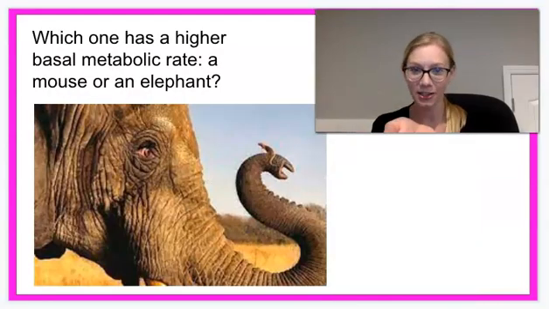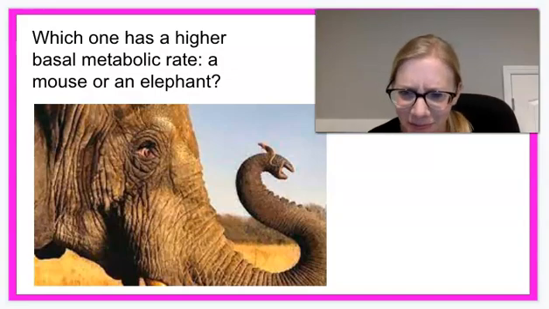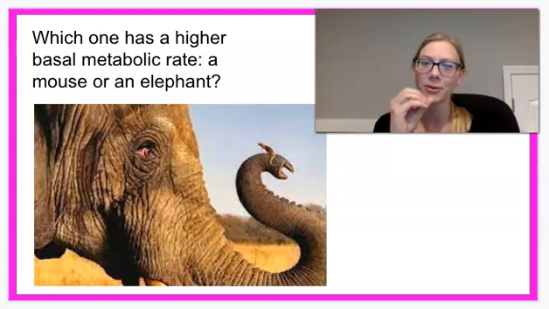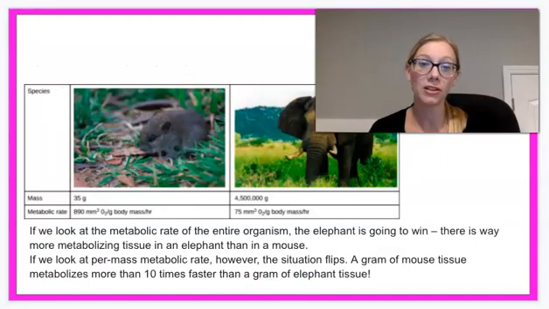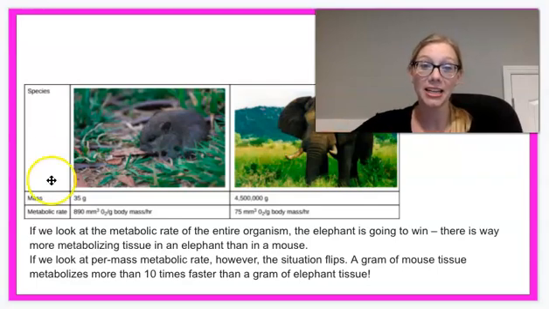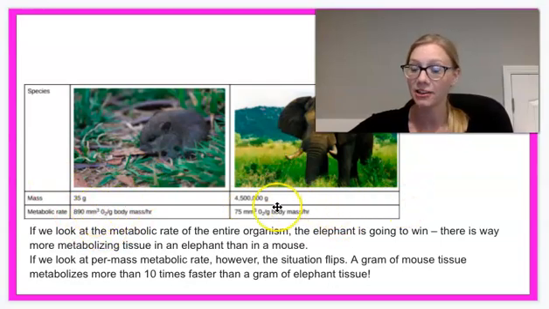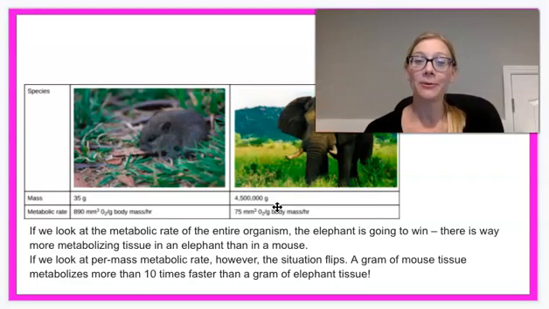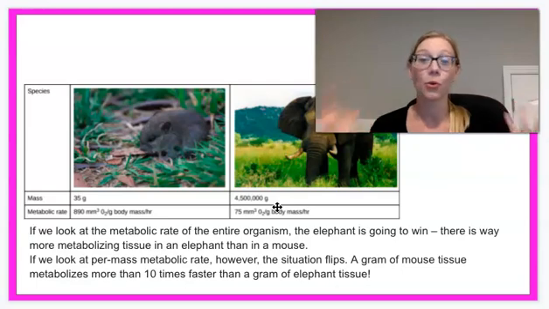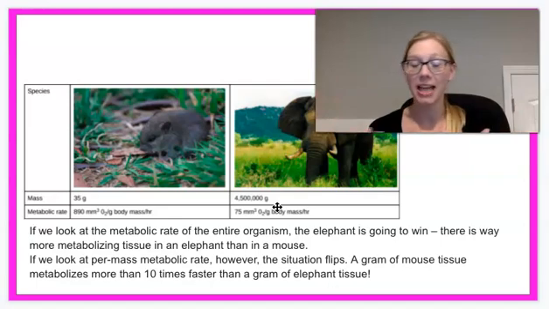So if we look at here's our elephant, and it looks like some small organism on it, a mouse. Which one has the higher basal metabolic rate? Well, mouse or an elephant? When we look at the metabolic rate per gram of mass, we see that the mouse is much higher than the elephant, which is what we just talked about. However, if we look at the metabolic rate of the entire organism, the elephant is going to win. There's way more metabolizing happening in this whole big organism of the elephant than in the mouse.